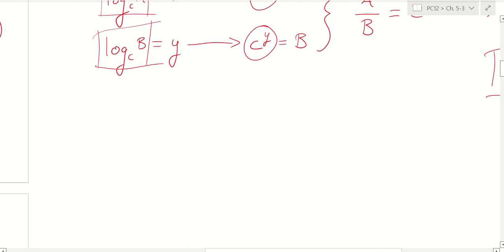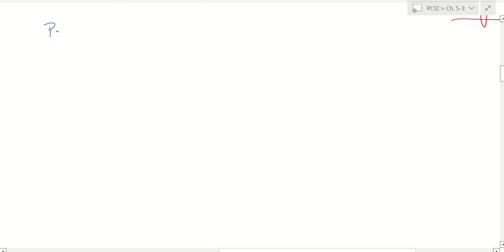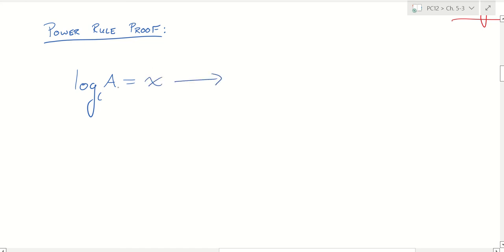So for the power rule, all you really need to do is start in a similar way. The power rule proof and the quotient rule proof and the product rule proof can all sort of start in similar ways. We really just say log of some particular base and some particular input has some particular output. And what we do from here is we just rewrite this logarithmic equation in exponential form, so c to the x equals a.